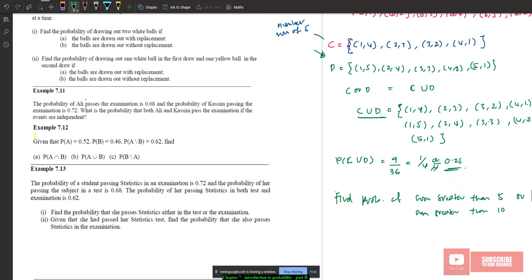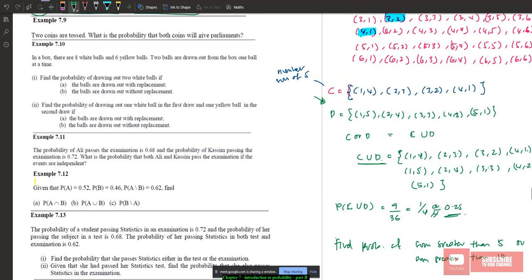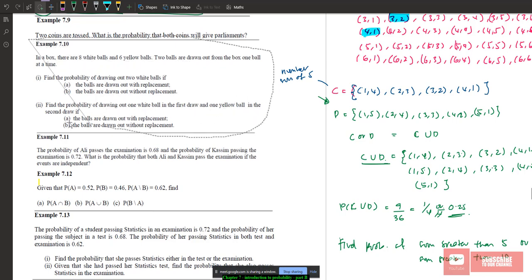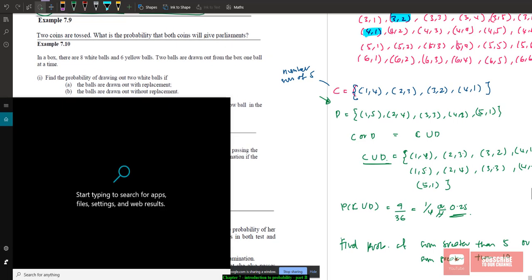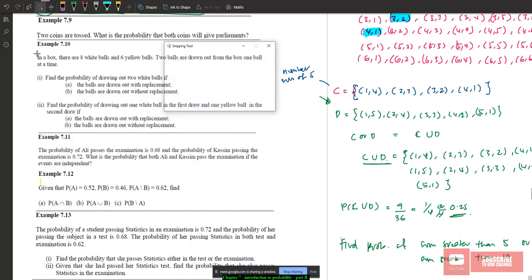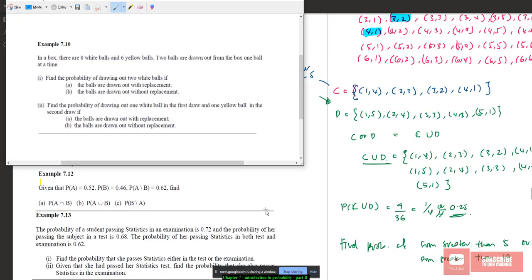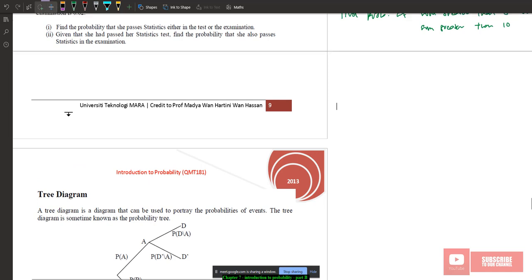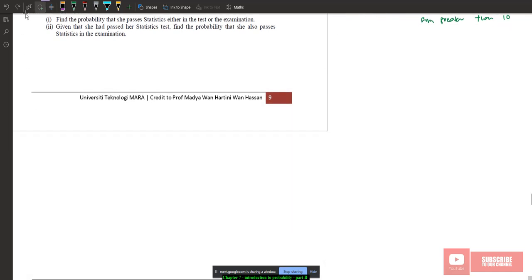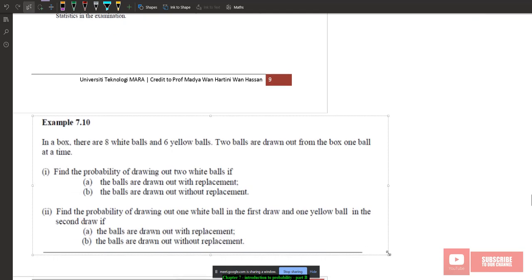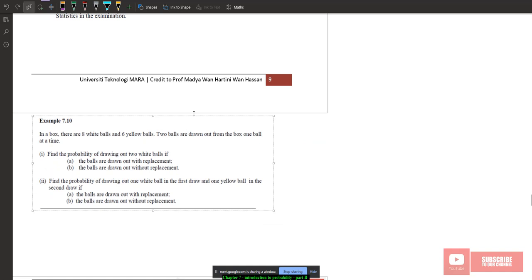Now, let's look at example number 10. Look if I can copy this one. Oops, wait. Now, we look at example number 7.10. In a box, there are 8 white balls and 6 yellow balls. 2 balls are drawn out from the box, 1 ball at a time.